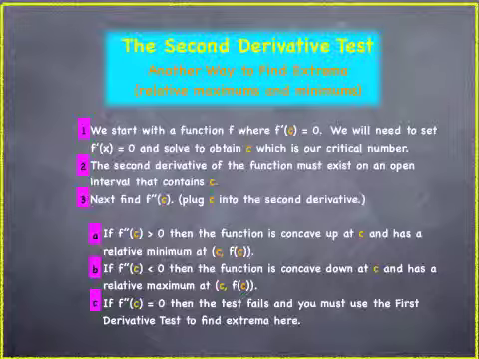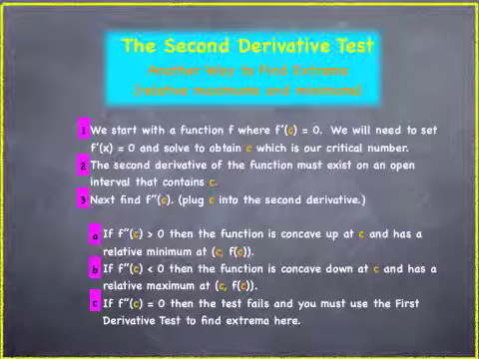Well, in step one, we first of all start with a function where the first derivative at c, being our critical value, is equal to 0. So we will need to set the first derivative of our function equal to 0 first and solve to obtain c, which is, as I said earlier, a critical number. Okay, so we do that first.